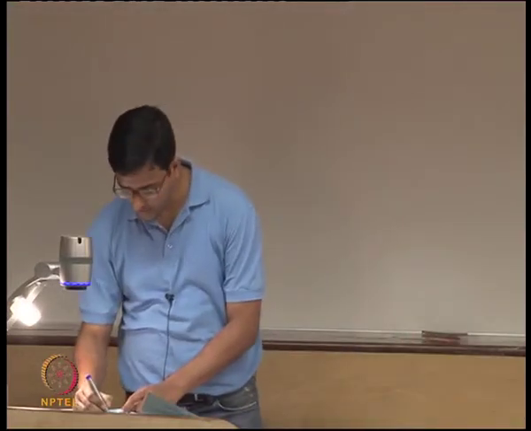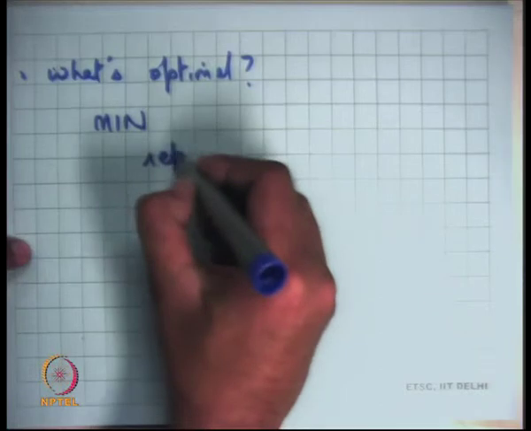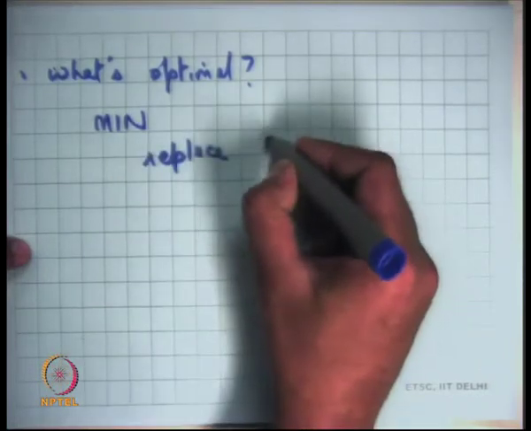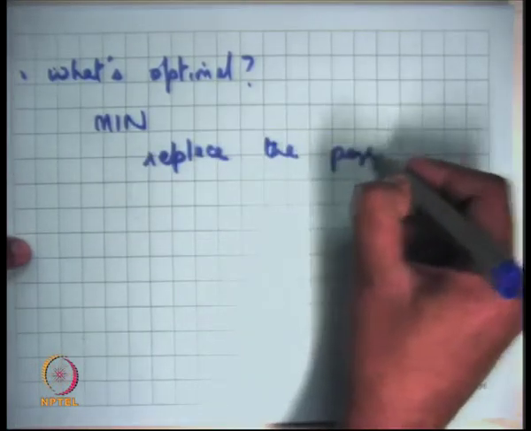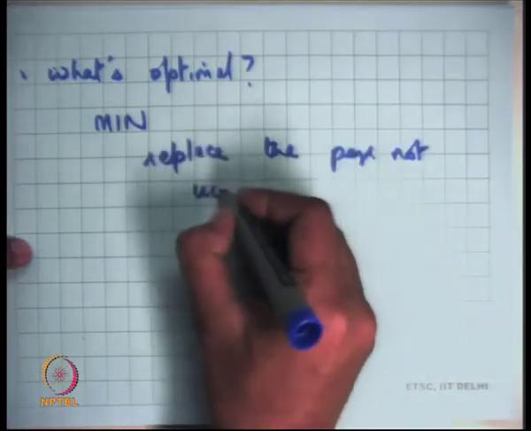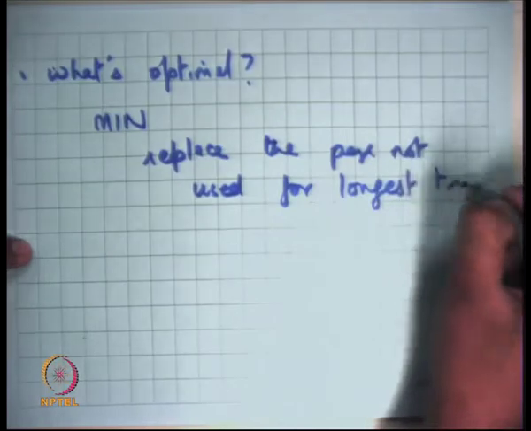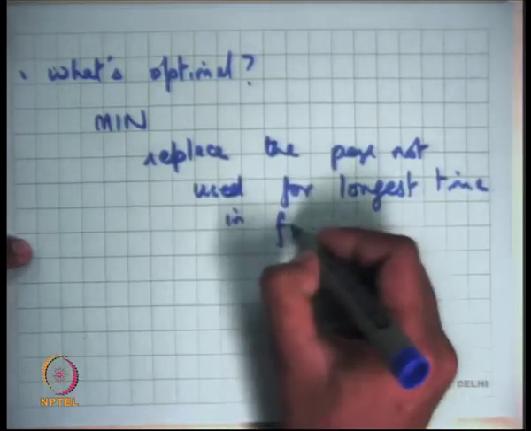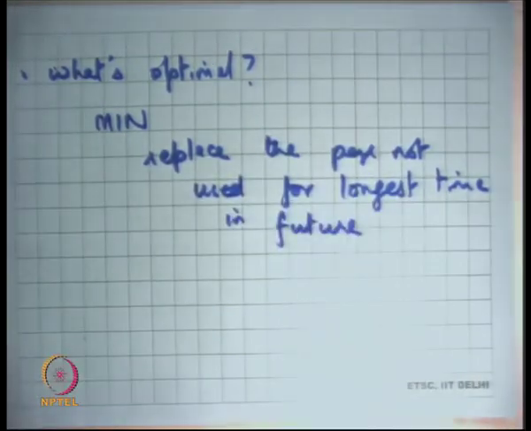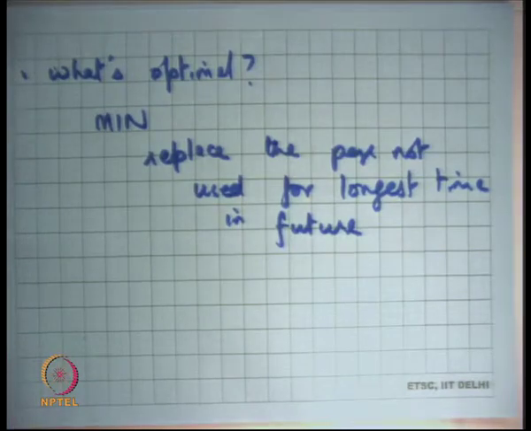So let's call this policy the minimum policy, which is basically replace the page not used for longest time in future, right. Of course, I'm assuming that there is some oracle that's telling me what the future is going to look like, and this is impractical.